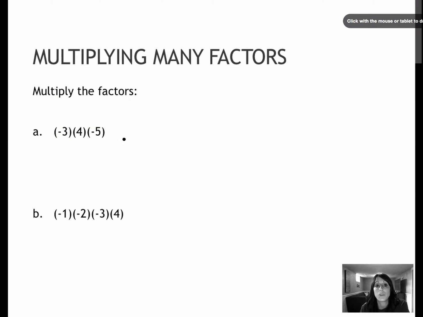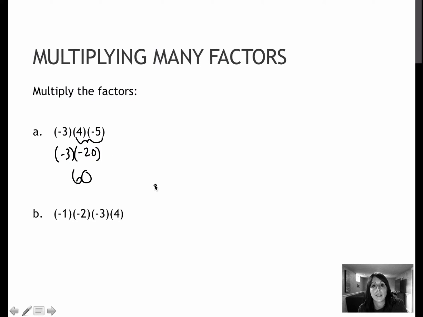In terms of multiplying, remember that multiplication can be done in any order. So I might multiply these two first to get -20, and then take -20 times -3 to get positive 60. Good idea to go back and check, is my answer the correct sign? It's very easy to mess up negatives. In this case, it is the correct sign.